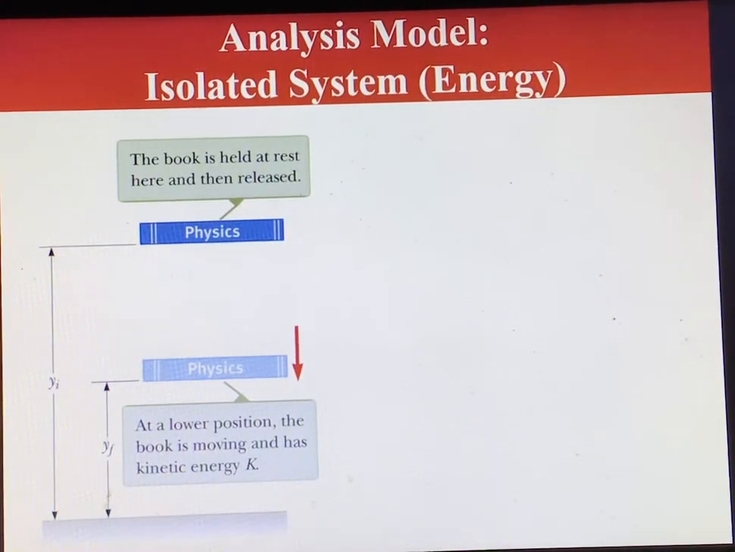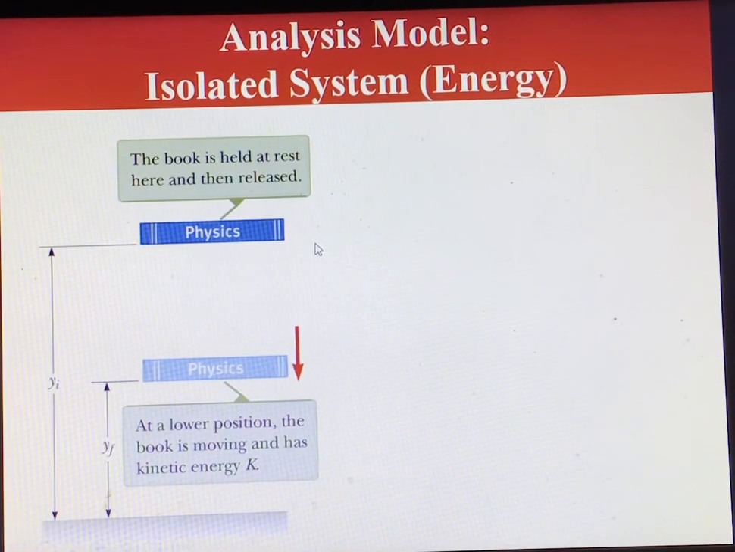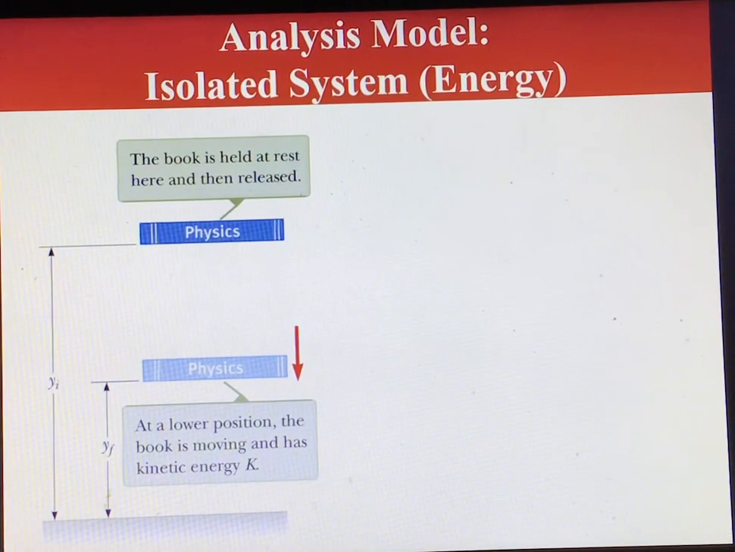All right, so now we're going to start looking at some examples. We need to understand the different types of energies that we're looking at. If you remember from the previous chapter, we said that there is kinetic energy, there is gravitational potential energy, and there is elastic potential energy.